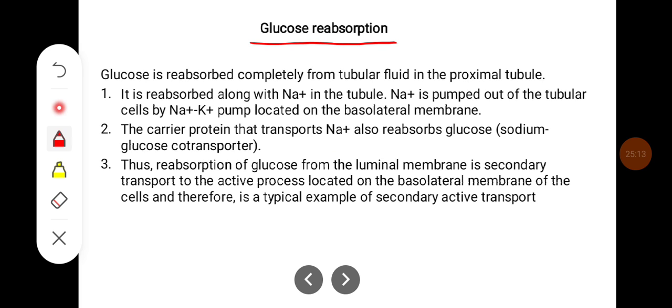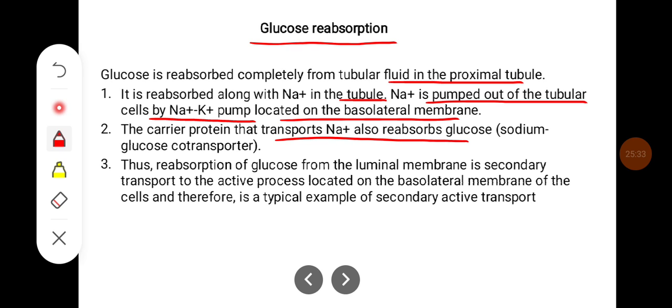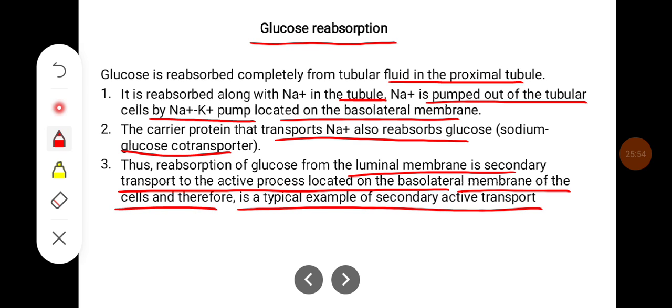Coming to glucose reabsorption. Glucose is reabsorbed completely from tubular fluid in the proximal tubule. It is reabsorbed along with sodium in the tubule. Sodium is pumped out of the tubular cells by the sodium-potassium pump located in the basolateral membrane. The carrier protein that transports sodium also reabsorbs glucose, that is called the sodium glucose cotransporter. Thus, reabsorption of glucose from the luminal membrane is secondary transport to the active process located on the basolateral membrane of the cells and therefore is a typical example of secondary active transport.